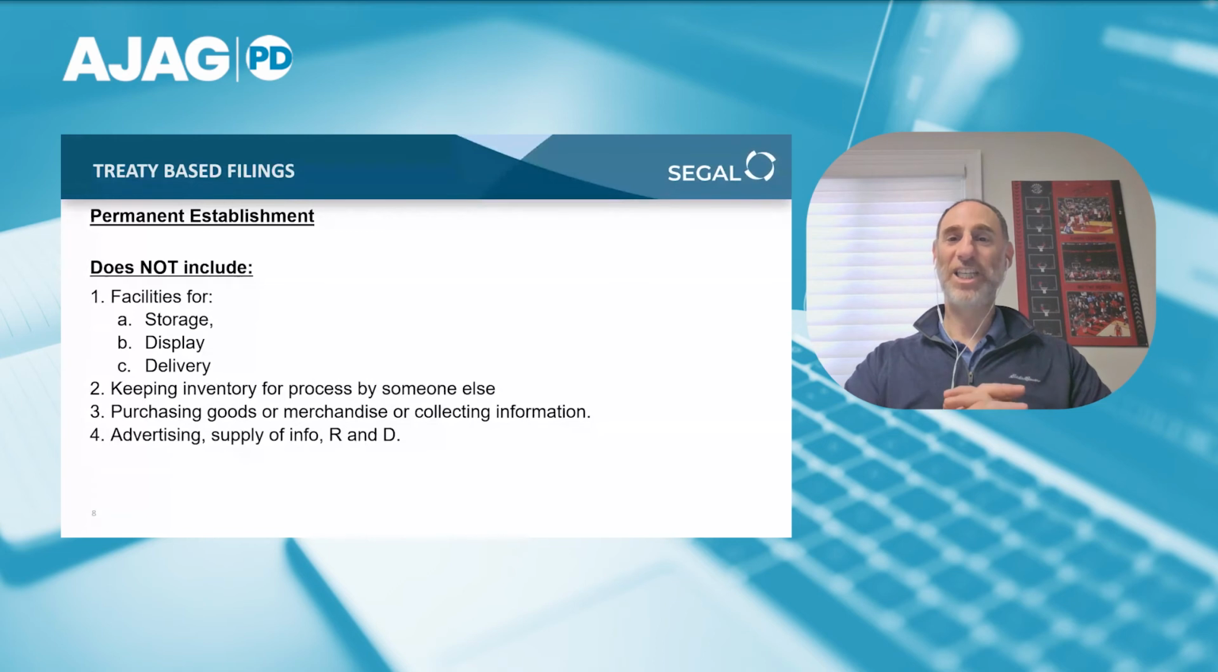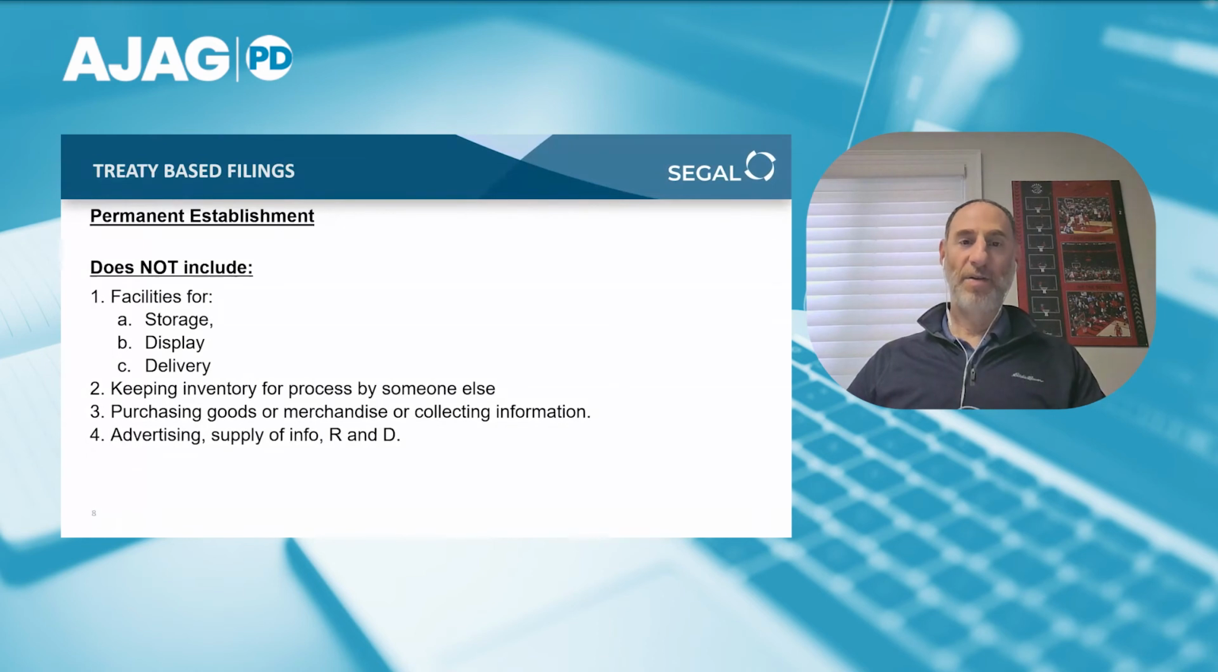If the facility is just for storage or display, so let's say you're a window manufacturer and people want to see the windows, so they come to this location, they see the windows, they love them, they want to buy them. That does not give you a permanent establishment, provided the customer makes the order to the United States, and again, the sales agreement is consummated in the United States and not in Canada.